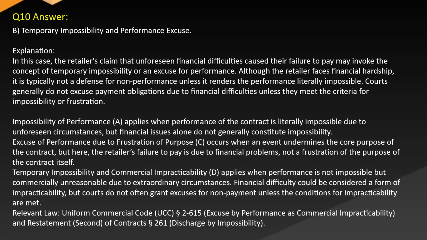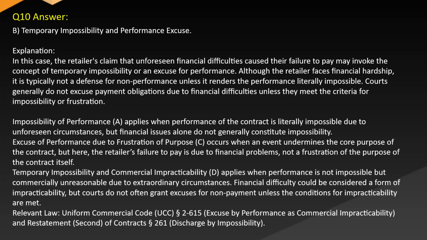frustration. Impossibility of performance applies when performance of the contract is literally impossible due to unforeseen circumstances, but financial issues alone do not generally constitute impossibility. Excuse of performance due to frustration of purpose, C, occurs when an event undermines the core purpose of the contract, but here the retailer's failure is due to financial problems, not frustration of the purpose of the contract itself.